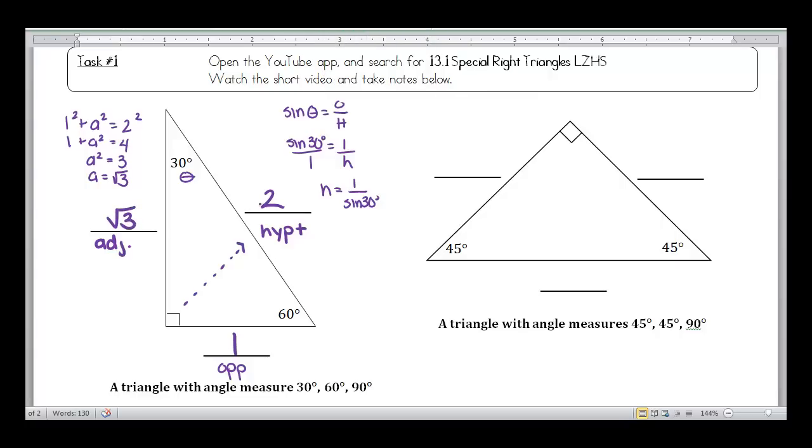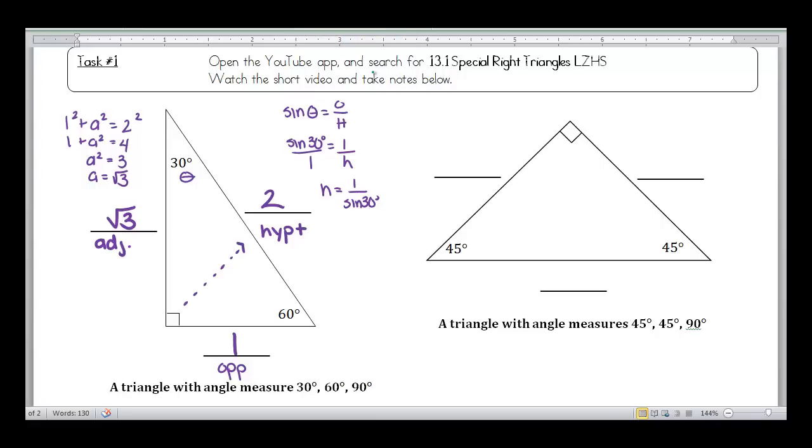Now that I have my 3 sides for the basic 30, 60, 90, I should be able to use this to find other missing sides in other triangles that have angle measures of 30, 60, and 90.